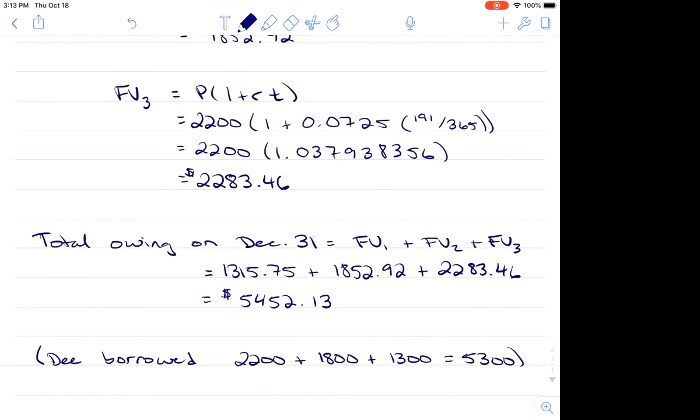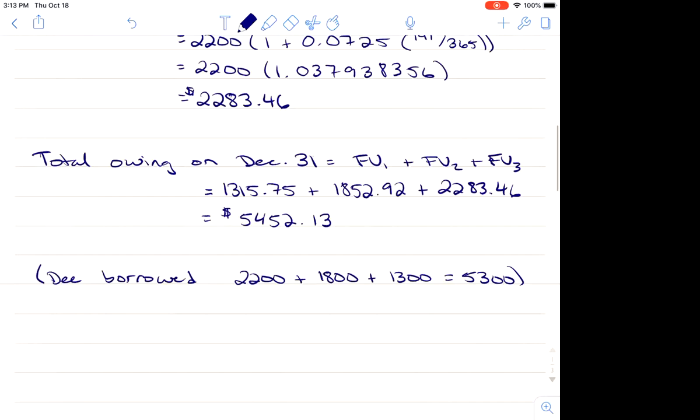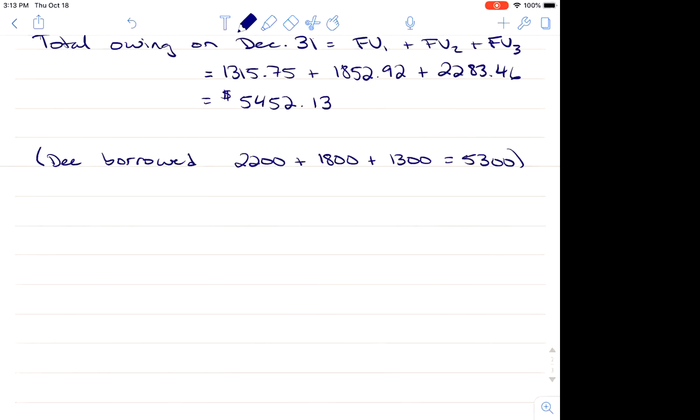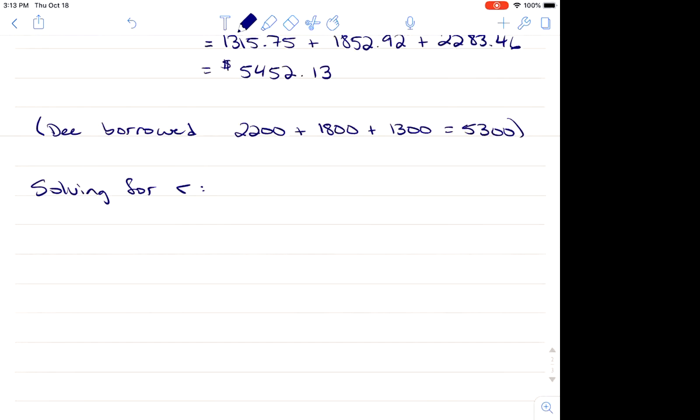So we've looked at solving for the future value. We've looked at solving for the present value, right? Let's look at solving for the rate. An example solving for R. So solving for R, if we have something like the future value, we have two options, right?